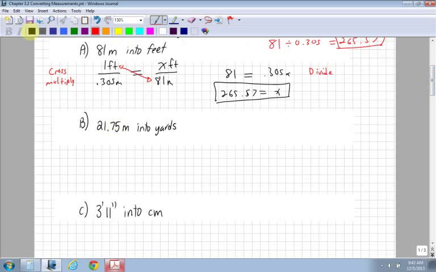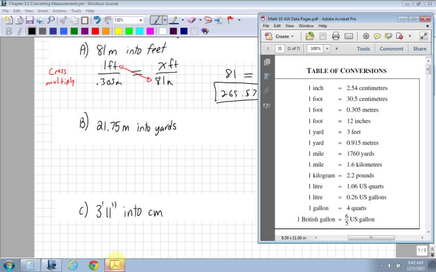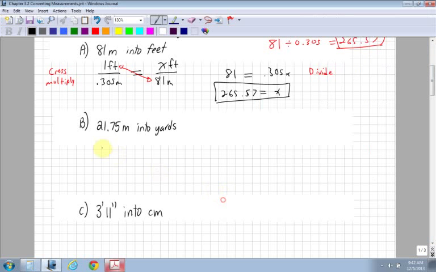I'm going to keep with the same method because I think it's pretty easy. The first one I had to go through all the detail, so let's look at the second one. This time I'm going from meters to yards. So let's see. Oh, 1 yard is equal to 0.915 meters. So I set up my little conversion. 1 yard is 0.915 meters, equal to, my yards are on top, my meters are on bottom.